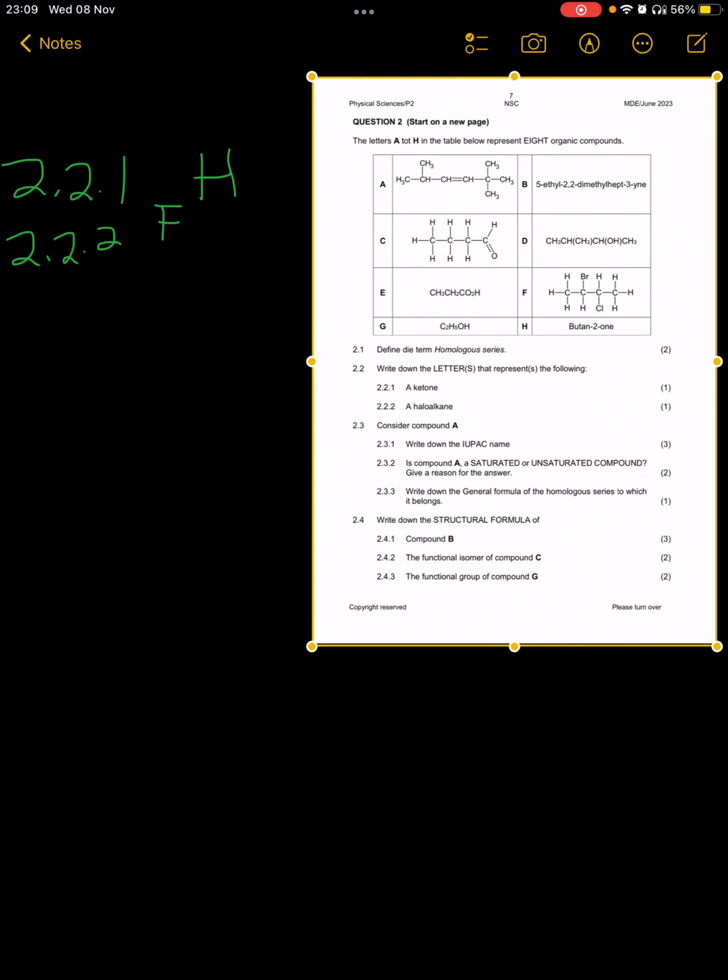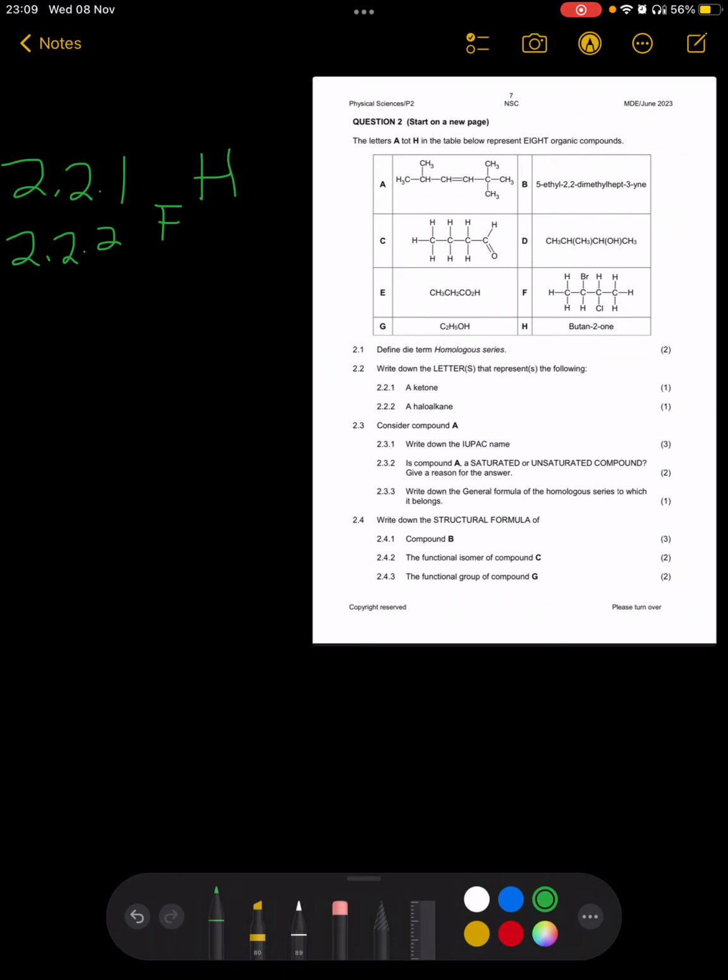Now, compound A has a semi-condensed structure, and it's not easy to get an IUPAC name for a semi-condensed structure. Now, what do we do in that case? We have to draw the structure. The structure has a CH3 with a CH attached to a CH3. Apologize for not putting the H's on time.